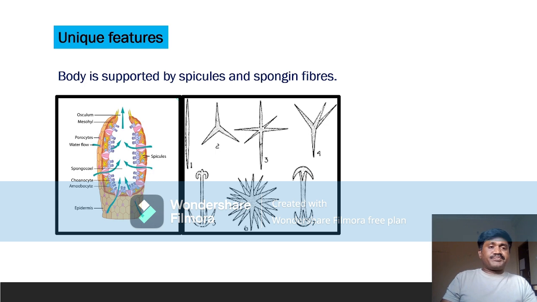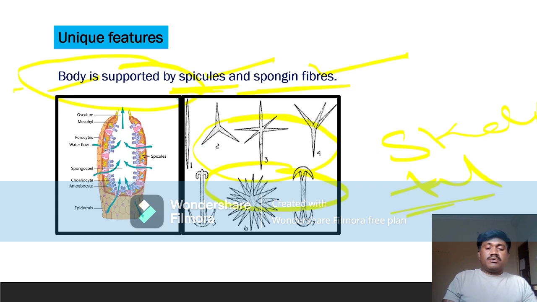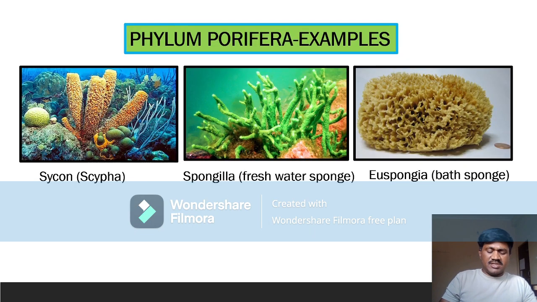Here the body is supported by spicules and spongin fibers. Look at these spike-like structures, right? These spicules and spongin fibers act like a skeletal system. They act like what? Skeletal system. So like that they provide support to the body. Here spongin fibers and spicules act like what? Skeletal system, and they provide support to these animals' bodies.